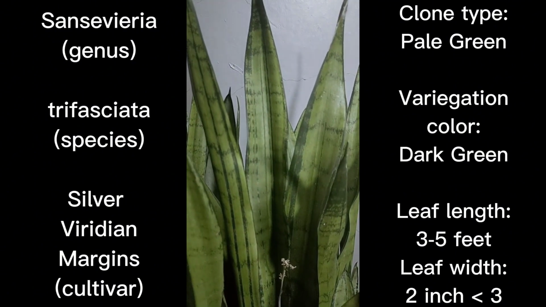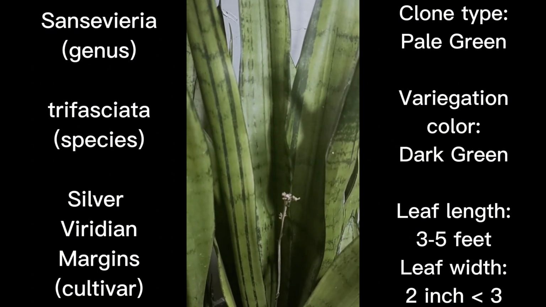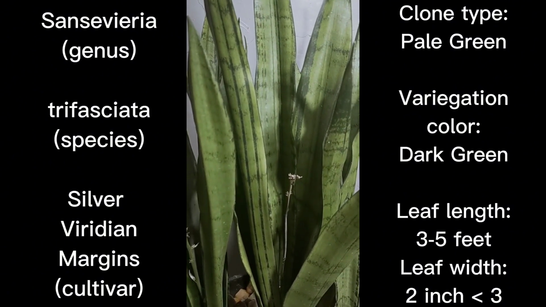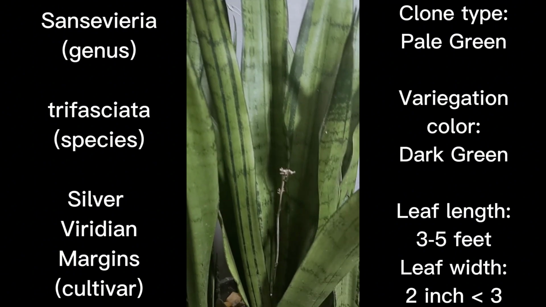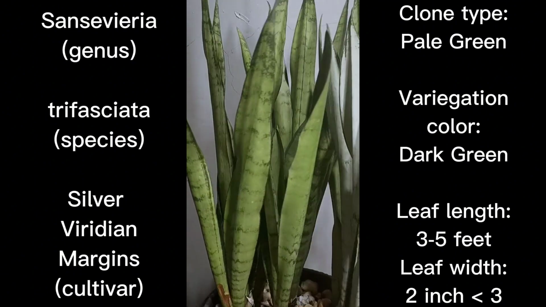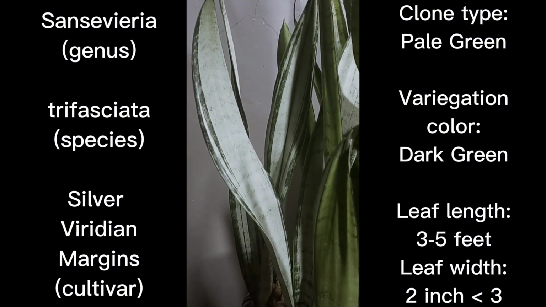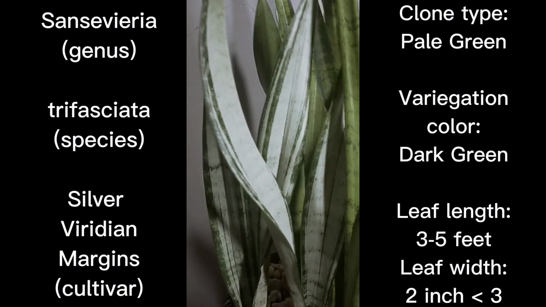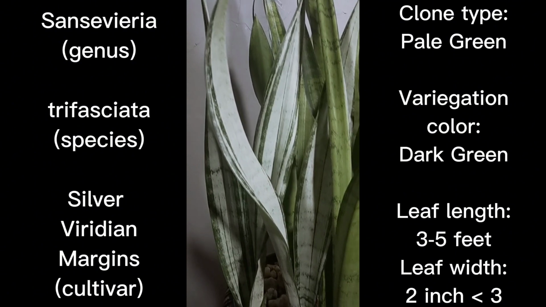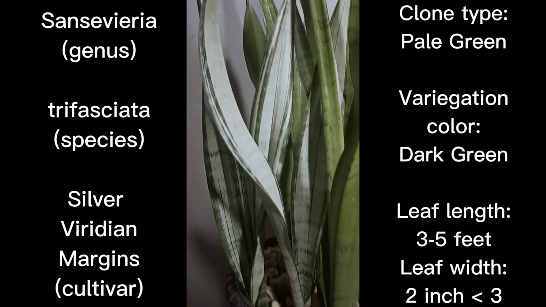The marginations that appear on my trifasciata are dark green, so these are variegations that are kind of unique for the species. Mostly what you will see are variegations of white or yellow, but seldom will you see variegations that are a dark green color, especially on this new pup or juvenile part of the clump.